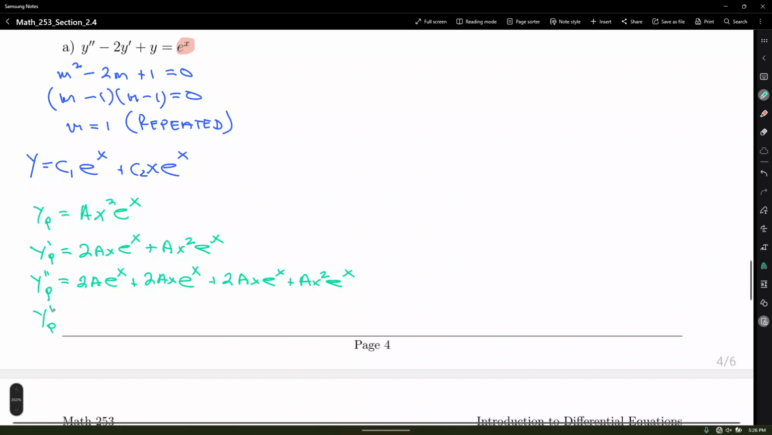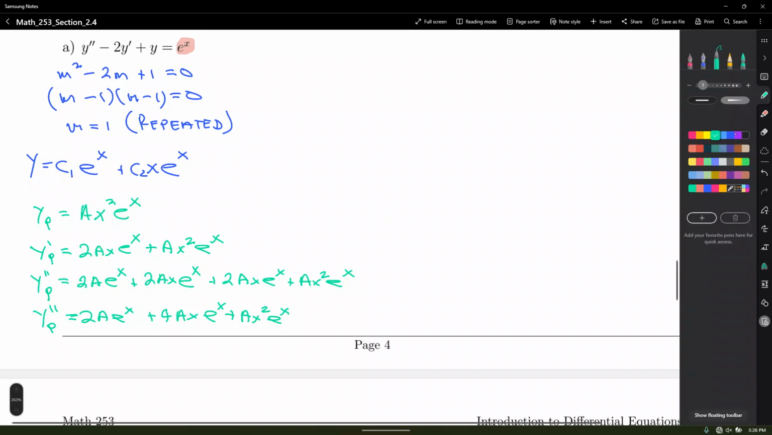So simplifying, combining like terms, what do we get here? These two are like terms, so let's combine them. This is 2a e to the x, and we combine 2ax e to the x plus 2ax e to the x, which equals 4ax e to the x plus ax squared e to the x. Now let's go ahead and substitute into the differential equation.